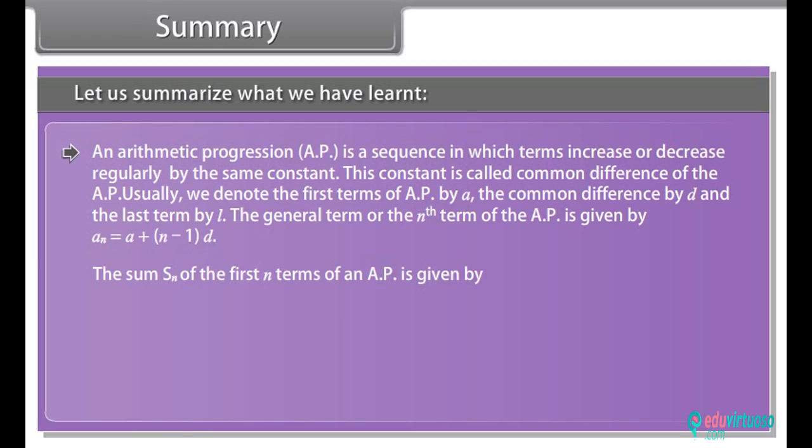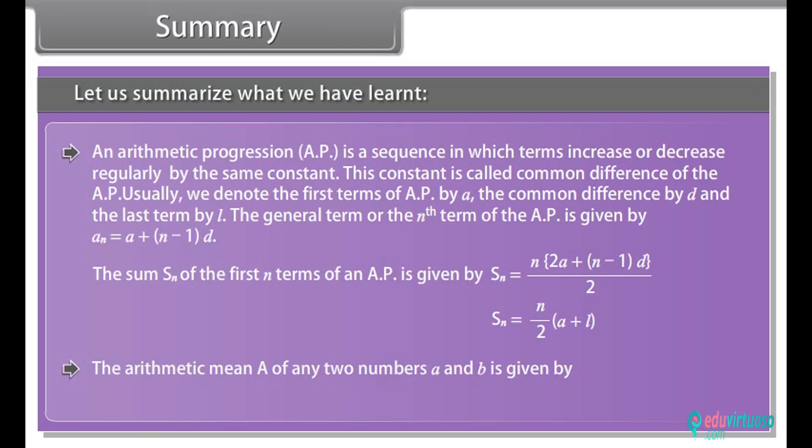The sum Sn of the first n terms of an AP is given by the formula. The arithmetic mean, capital A, of any two numbers A and B is given by this. That is, the sequence A, capital A, B is an AP.